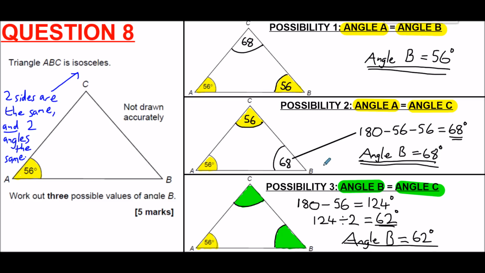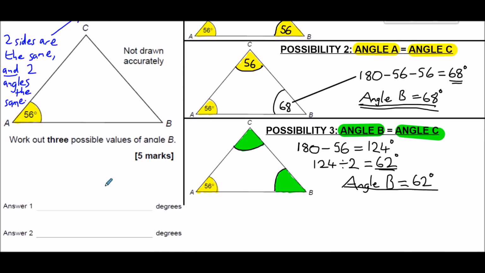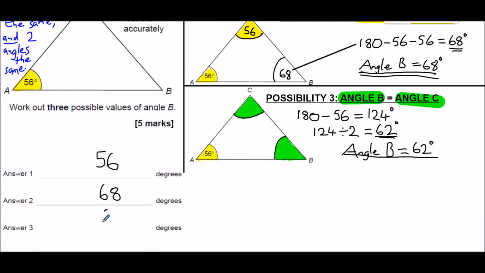So we've got three different options, possibility 1, 2 and 3, and we've got three different corresponding options for what angle B might be. So the answers are angle B could be 56, it could be 68, or it could be 62. So 56, 68 and 62 are what we put down for our answers, and this is the working backing us up.